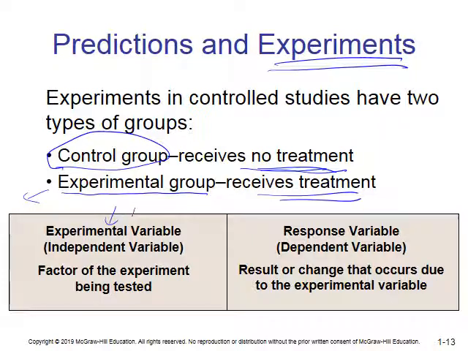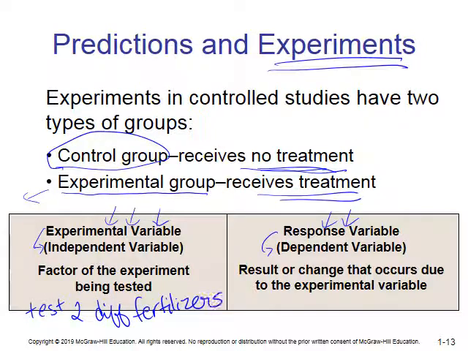So we usually are looking at the experimental variable and then the response variable. And they have other names. I guess they don't help identify what's going on as much as experimental and response, but they call the experimental variable the independent variable. That's the factor that's being tested. So let's say we want to test 2 different fertilizers to see which one makes plants grow better. The response variable, how did the item respond, that's called the dependent variable. The dependent variable is dependent on the independent variable.